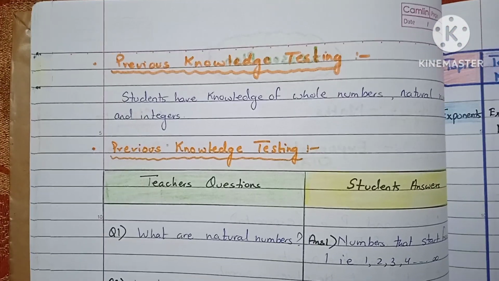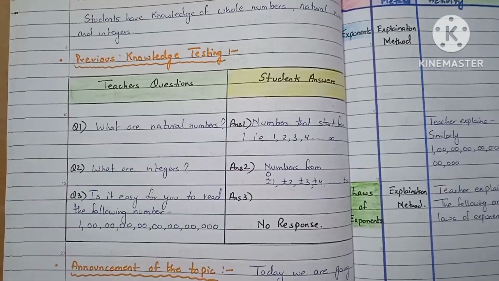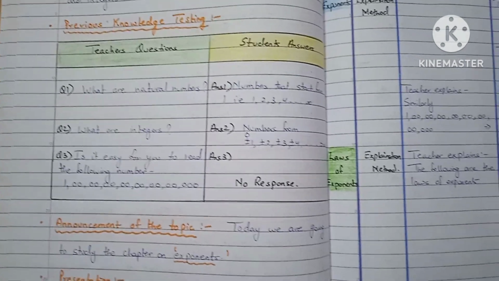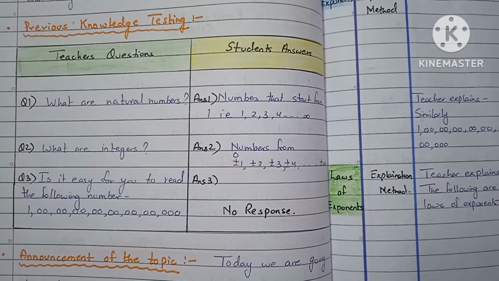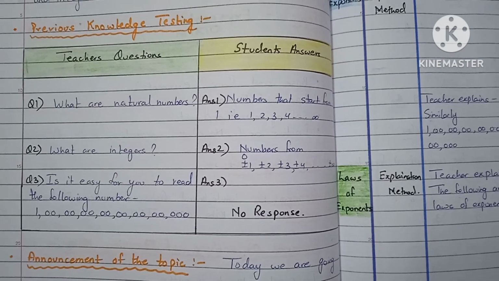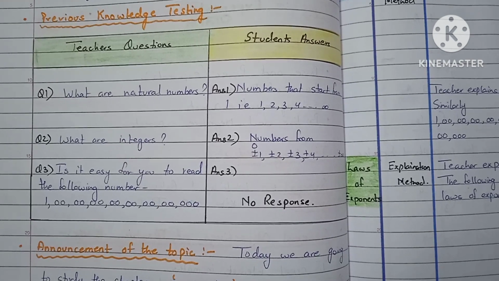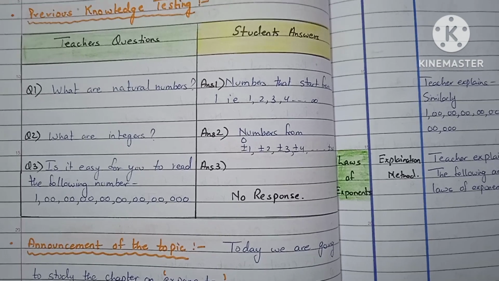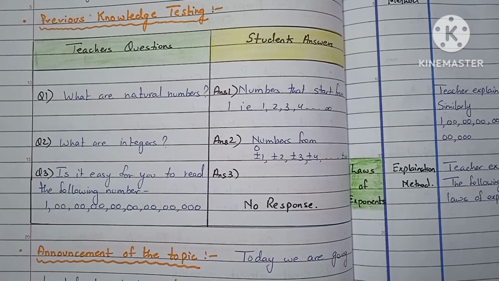So now let's come to previous knowledge assumed. Basically, students have knowledge of whole numbers, natural numbers and integers. In previous knowledge testing, the teacher asks questions: what are natural numbers? Students reply, numbers that start from 1, that is 1, 2, 3, 4 till infinity. Then the teacher asks, what are integers?